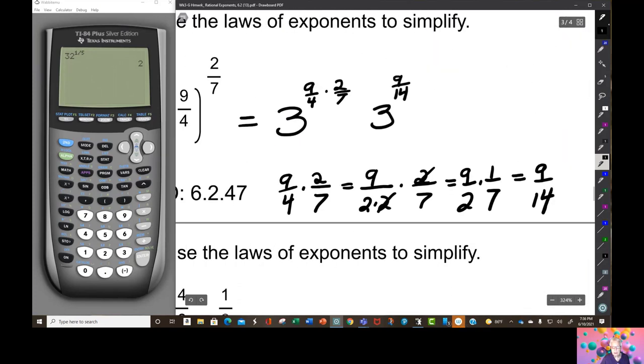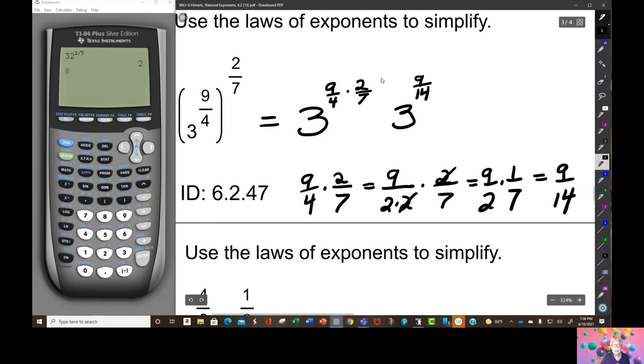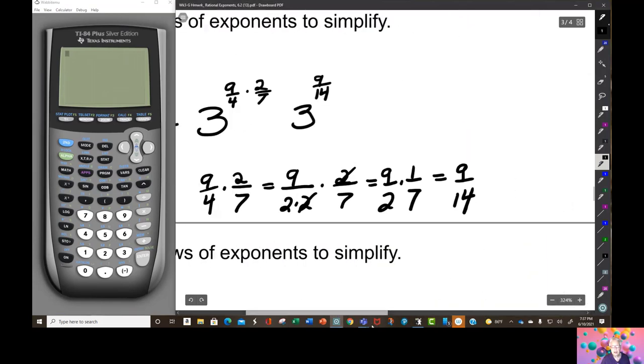Now, is there a way to do this on the calculator? Well, after you get to this point, yes. Here's what you can do. 3 caret, parentheses 9 divided by 4, parentheses closed. You're still up in the exponent area, so parentheses 2 divided by 7, parentheses closed. Now you can come down, and now you can hit enter. And then math frac. No, it's not going to work. I don't guess you can do it with a calculator. You'll have to do it by hand.